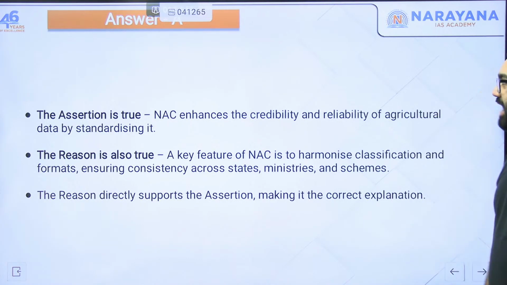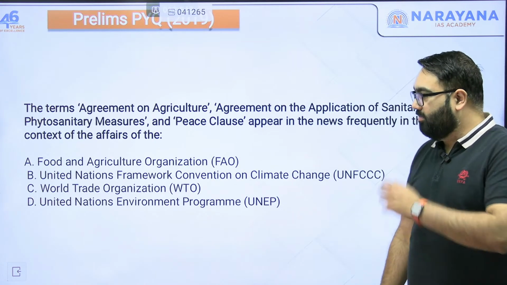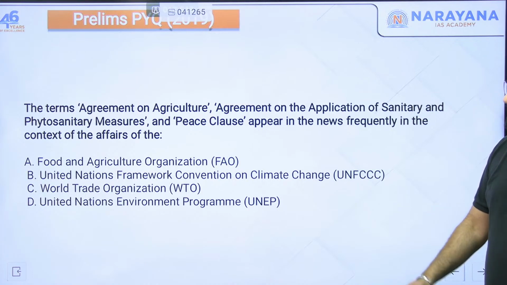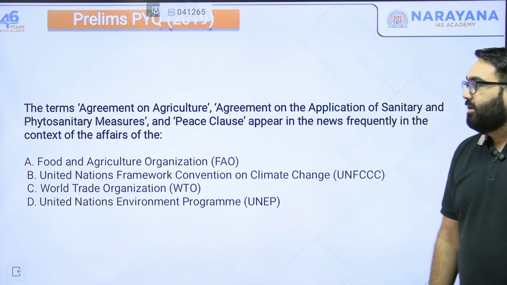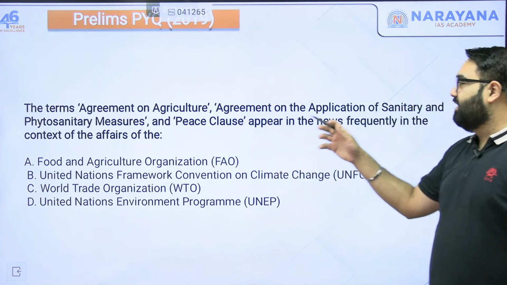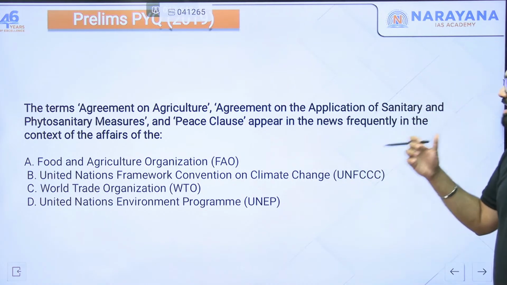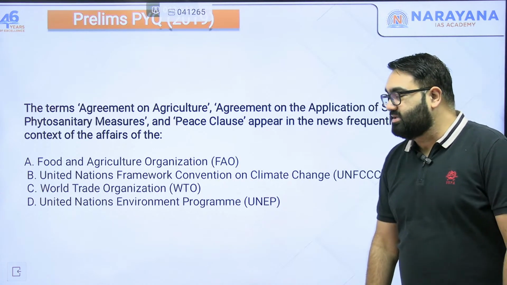One more question, that will be a previous year question from this part. Again, this is a pretty easy question if you have been reading this. It was asked in 2019. The terms agreement on agriculture, agreement on application of sanitary and phytosanitary measures, and peace clause appear in the news frequently in the context of the affairs of what?